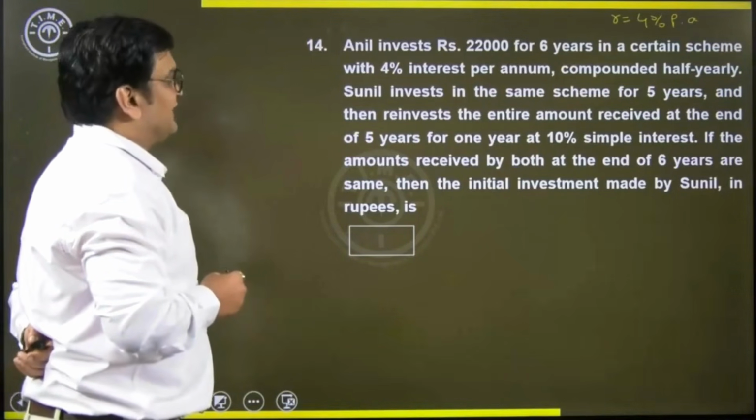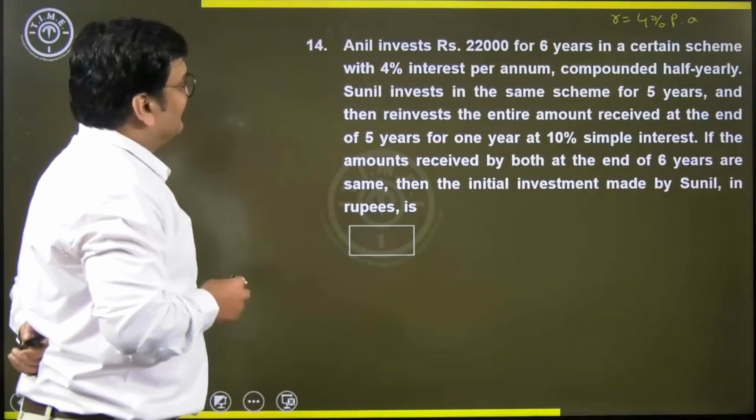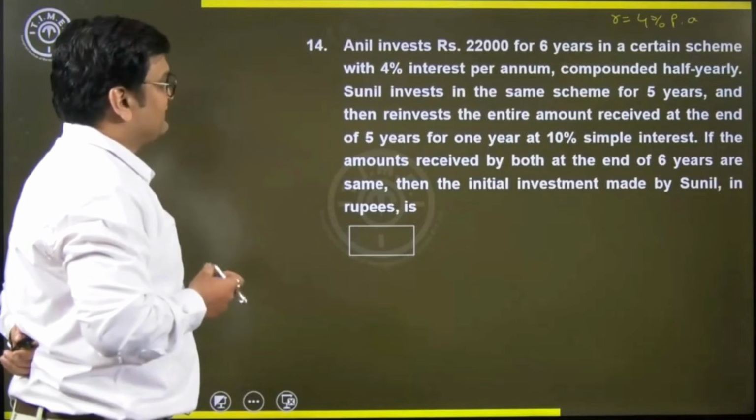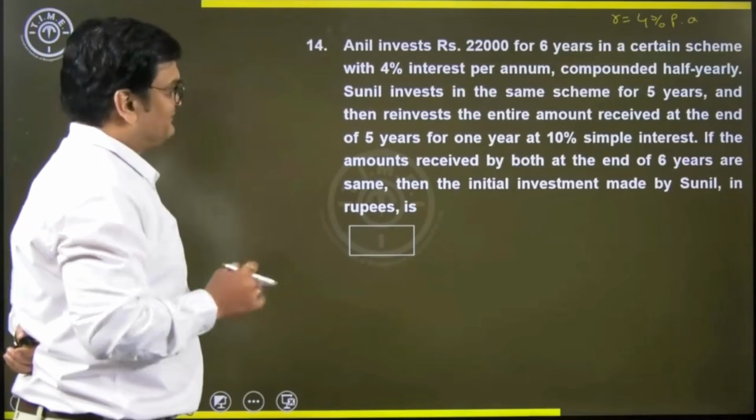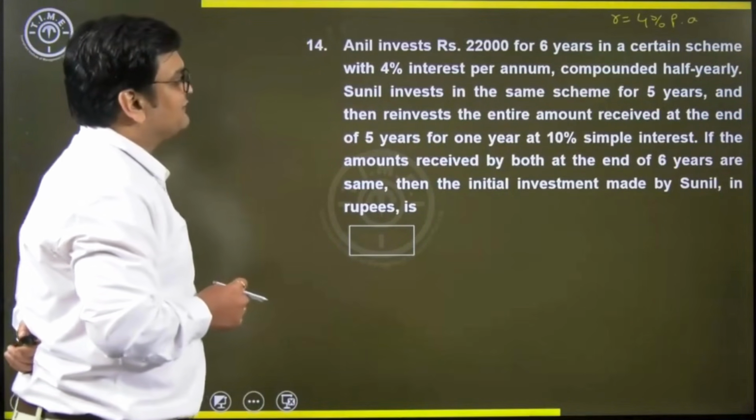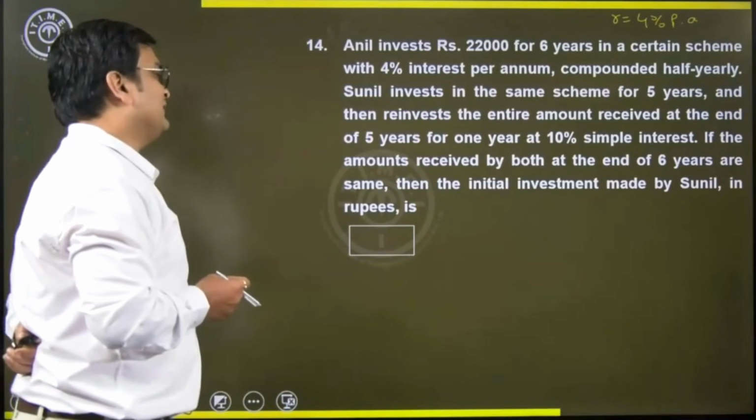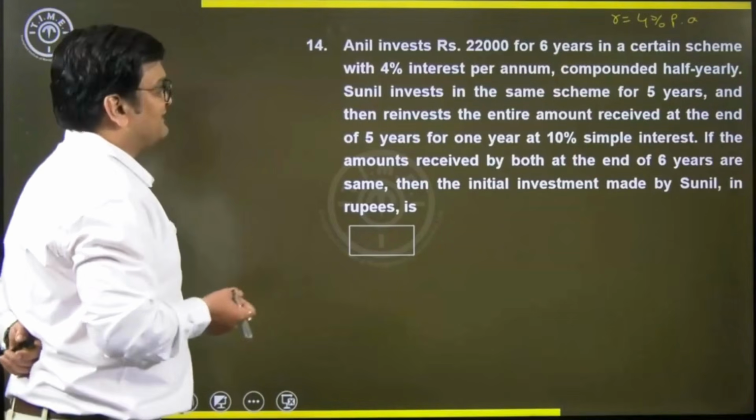Sunil invests in the same scheme for 5 years and then reinvests the entire amount received at the end of 5 years for 1 year at 10% SI, simple interest. If the amounts received by both at the end of 6 years are the same, then the initial investment made by Sunil in rupees is.